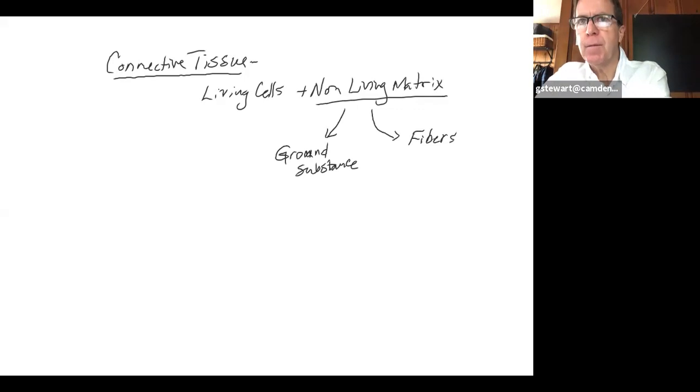Fibers can be 3 types. It can be collagen fibers, which are really strong, known for their strength. Elastic fibers, which are thin and known for their recoil, their elasticity, or reticular fibers, which are kind of a combination of the first 2. A ground substance can vary in its consistency. It can vary from being a fluid, from one extreme like blood, to something very hard and dense like bone.